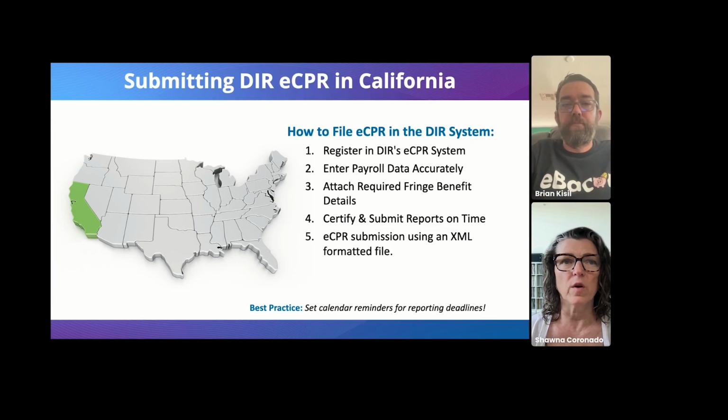Understood. And what's your advice for companies submitting payrolls for the very first time through the DIR system? Take your time, make sure you're double and triple checking everything, because the worst thing that can happen is you certify something incorrectly and now you've got to go back and amend it.